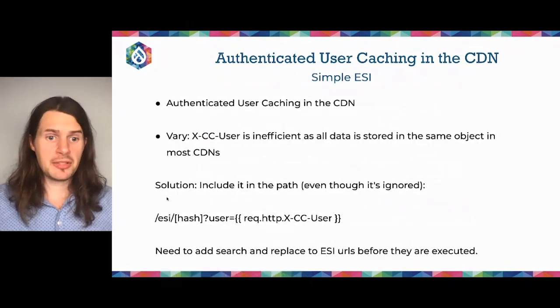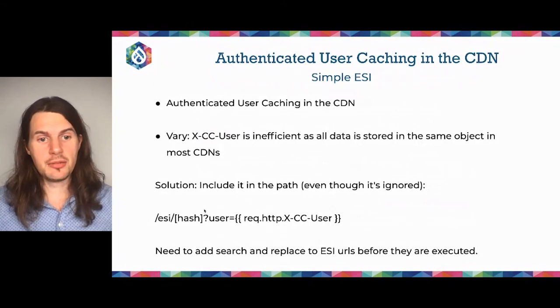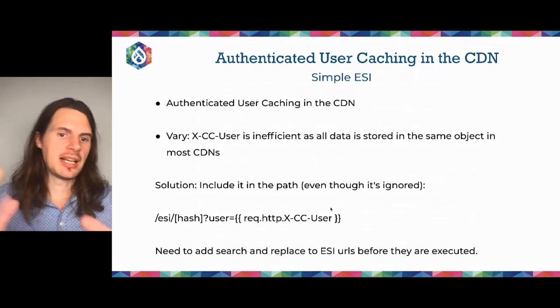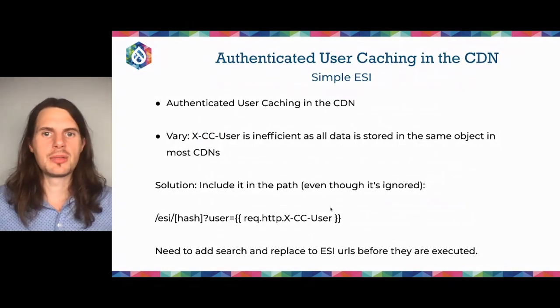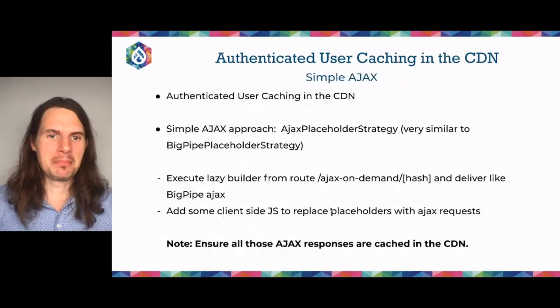So one way to solve that is to change the path to include what you know this path would be varying on, and then just put in a placeholder, like a trick syntax, and then you need to tweak your CDN configuration to do it. I think we're out of time by now. Sorry, but I just wanted to give some ideas.